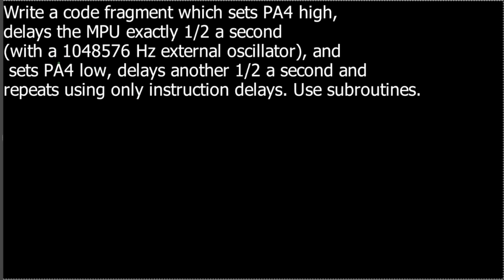So here they have mentioned that 1048576 Hz is the external oscillator. It means this is the EXTAL, that EXTAL is equal to 1,048,576 hertz. But in order to solve this one, we have to find out the internal clock.